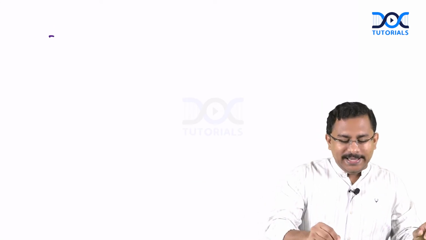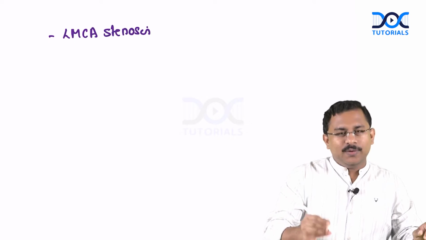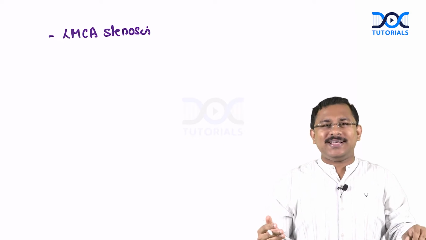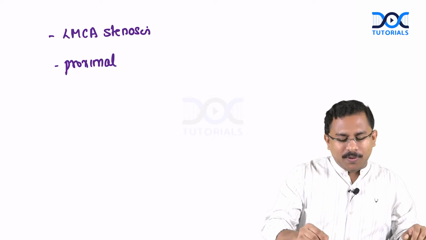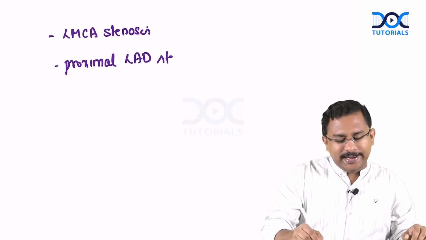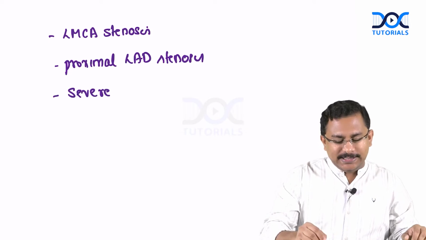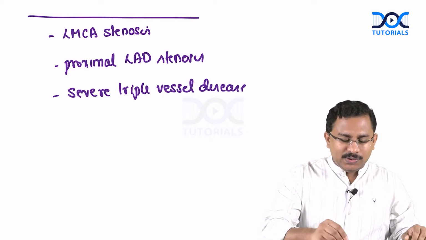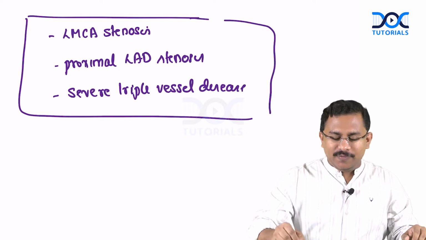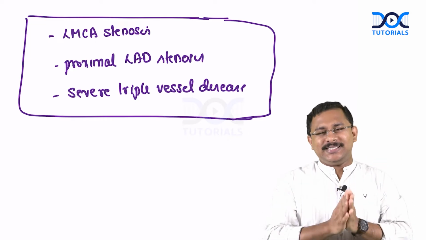So one is LMCA stenosis, which stands for left main coronary artery stenosis, or a proximal LAD stenosis, LAD being the left anterior descending, or a severe triple vessel disease. So these are the conditions that you have got to keep in mind when there is an isolated global ST depression and AVR ST elevation.